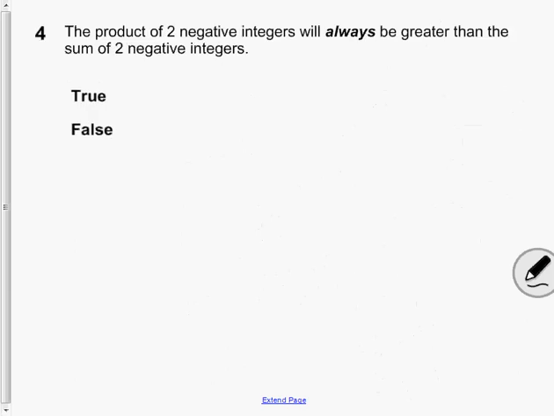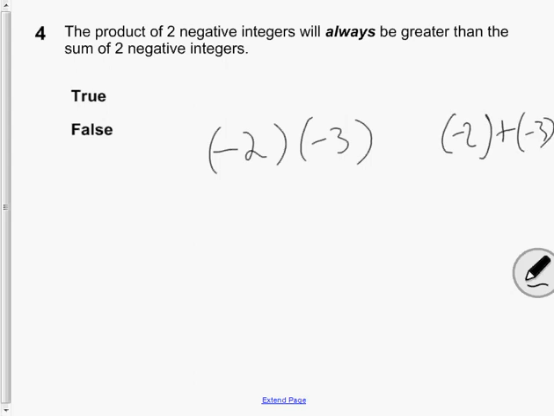Question 4 says the product of two negative integers will always be greater than the sum of two negative integers. If I take any two negative integers, say -2 and -3, I'm going to multiply them on one side and add them on the other. It says the product will always be greater than the sum. The rule for multiplying integers is that a negative times a negative will always give a positive value. And when you add two negative integers, it is impossible to have anything positive.